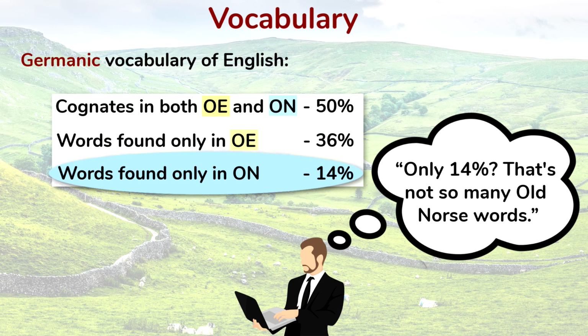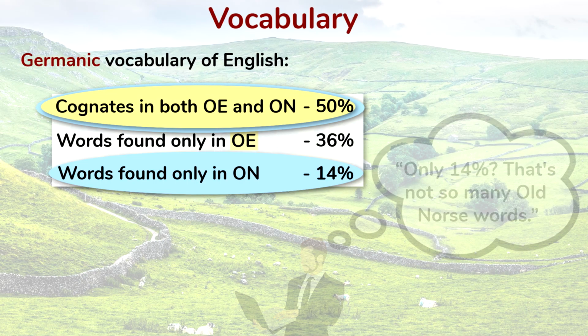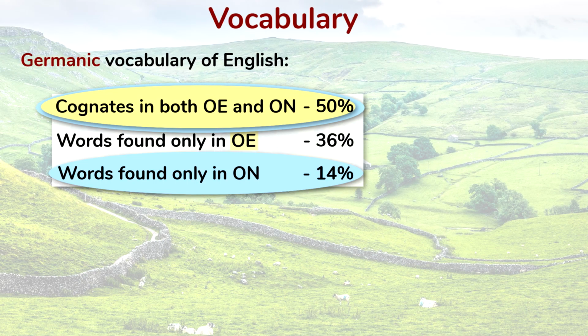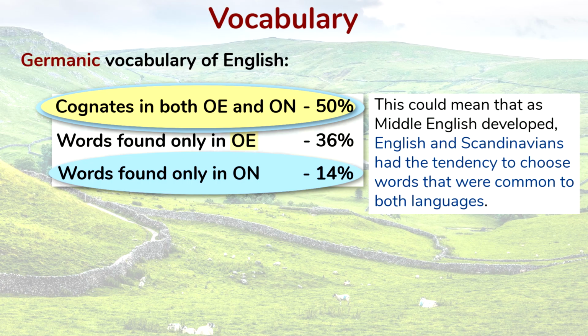You might be thinking, only 14%? That's not so many Old Norse words. But also notice that 50% of the words had cognates in both languages. This could mean that as Middle English developed, the English and Scandinavians had the tendency to choose words that were common to both languages, as this would obviously make communication easier.